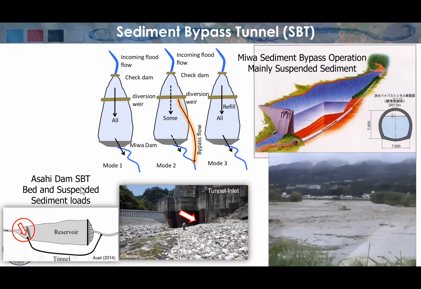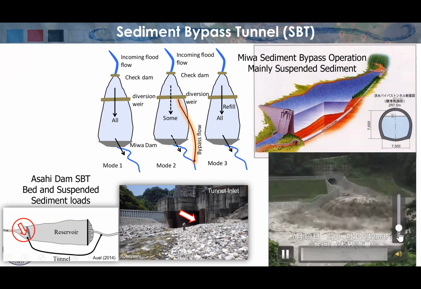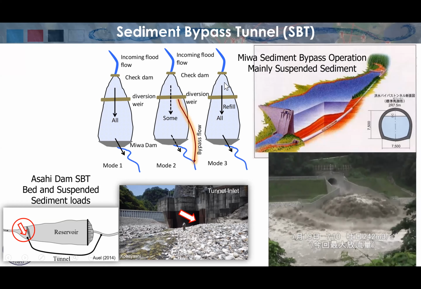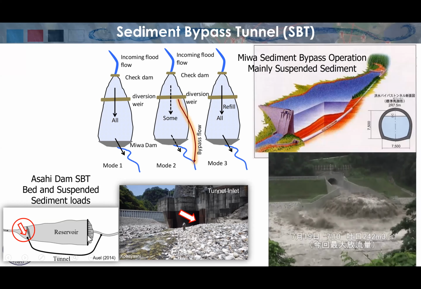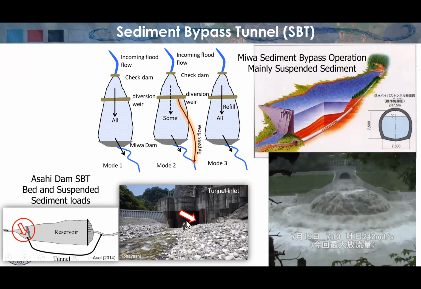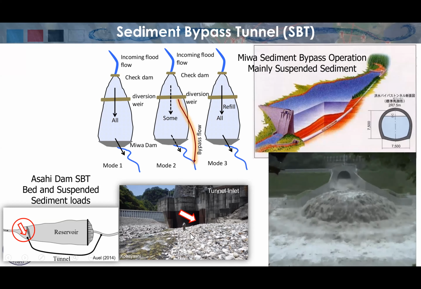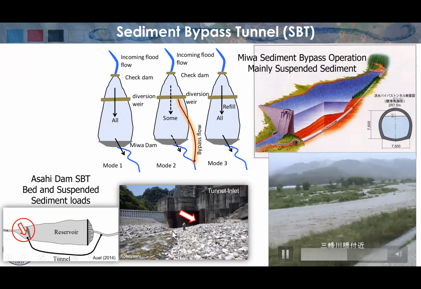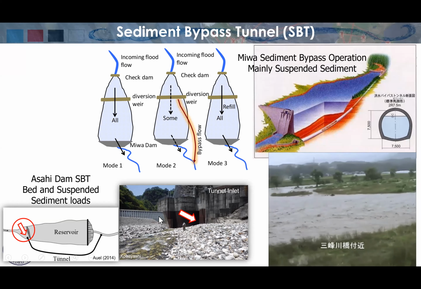So there are several types of sediment bypass tunnel, like Miwa Dam. It's only turbidity or suspended sediment that will be diverted. Or here's Asahi bypass tunnel. It's diverting everything, as you can see in this picture. There are big boulders, and this movie showing only suspended sediment in Miwa Dam.